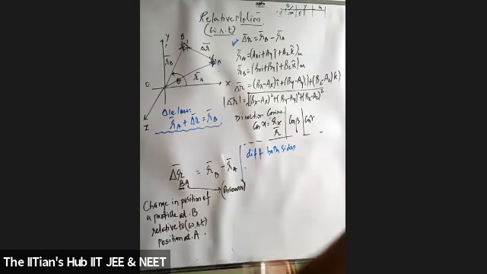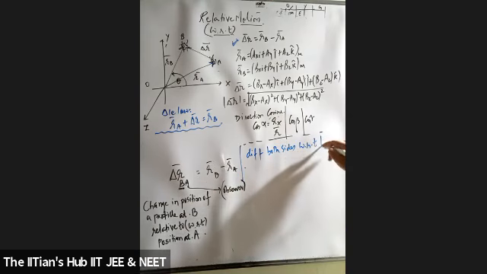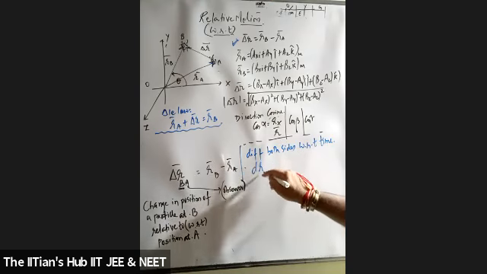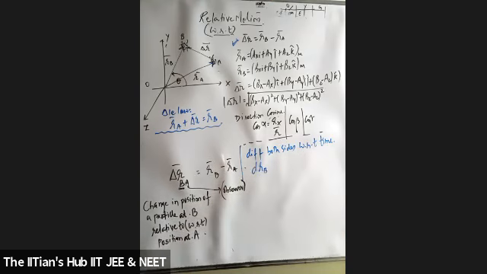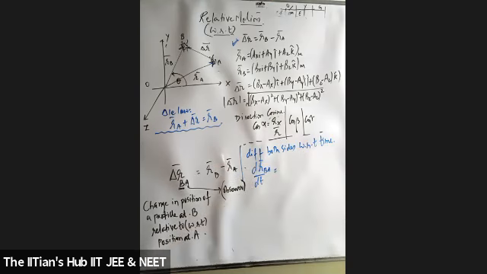Now students, can I differentiate both sides with respect to time? Yes, sir. So can I say, differentiating the position vector of B with respect to A, with respect to time, is equal to differentiating RB with respect to dt minus differentiating RA with respect to dt.